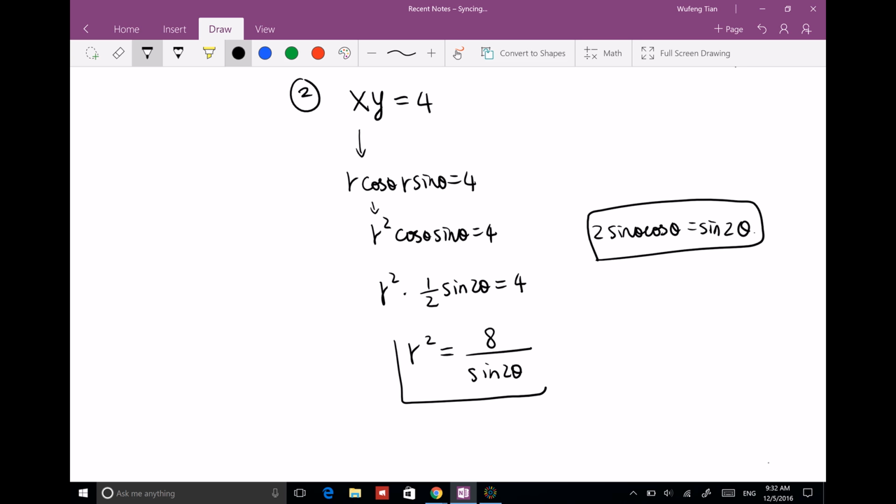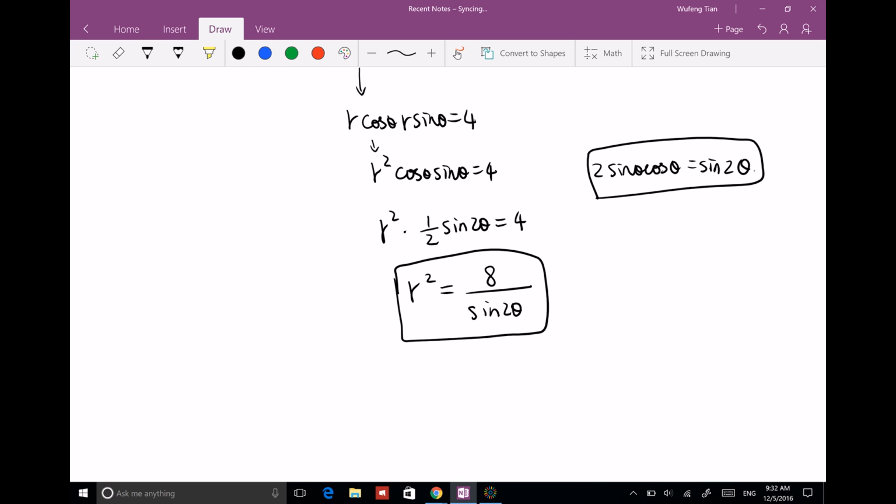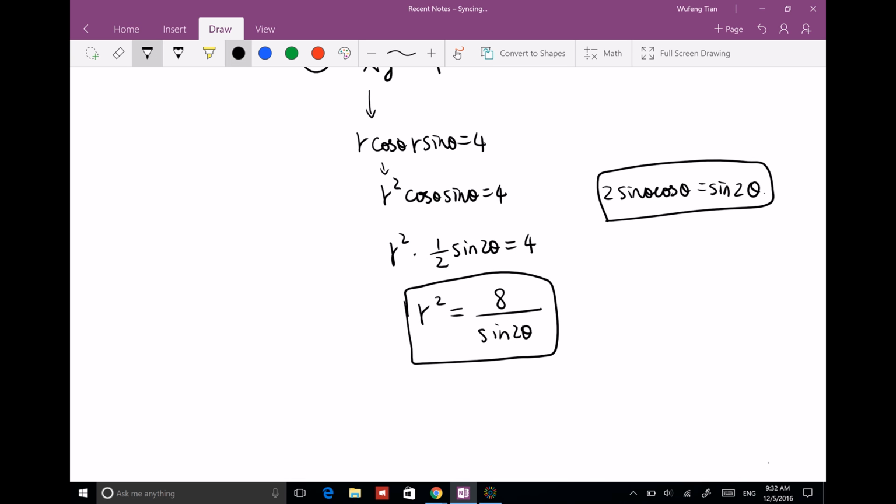So in the end, normally in the polar equation, you would write r equals something. So r equals the square root of 8 over sine 2 theta. Okay, so our function has theta here. So that's the final. Normally we would write that. It's much easier for you to look at it and also to graph it. Give you a theta, give you r.